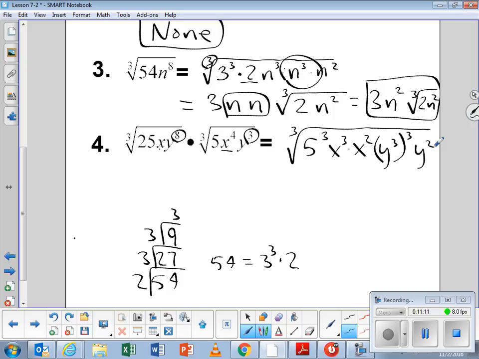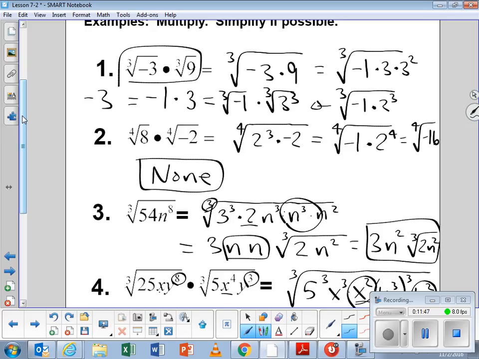Okay. So let's simplify. The cube root of 5 cubed is 5. The cube root of x cubed is x. x squared doesn't simplify. And the cube root of y cubed cubed is y cubed. Leaving me with the cube root of what was left, x squared and y squared. Okay? Now, these are all odd roots, aren't they? These two that are shown here. This one didn't work. It was an even root, and that's an odd root.